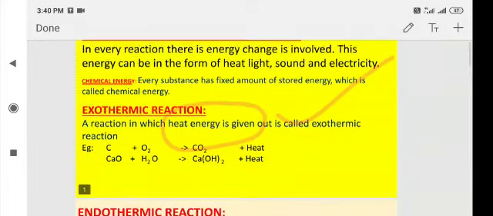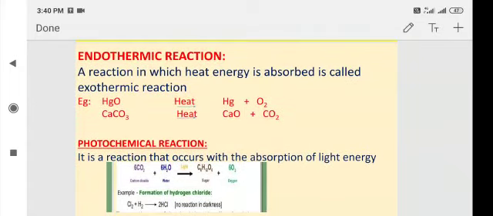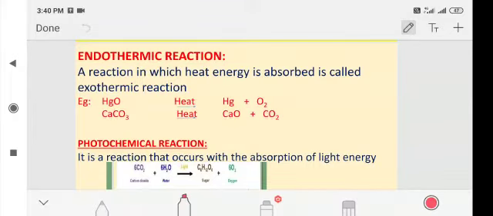Let us move to the second type of reaction, which is called endothermic reaction. In endothermic reaction, heat energy is absorbed. To perform a chemical reaction, heat energy is required. If you supply heat energy, then only the chemical reaction takes place. The best two examples I have given in front of you.